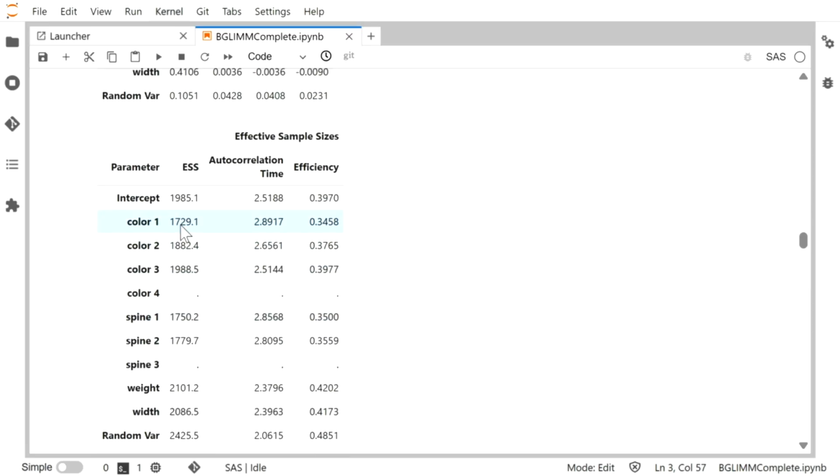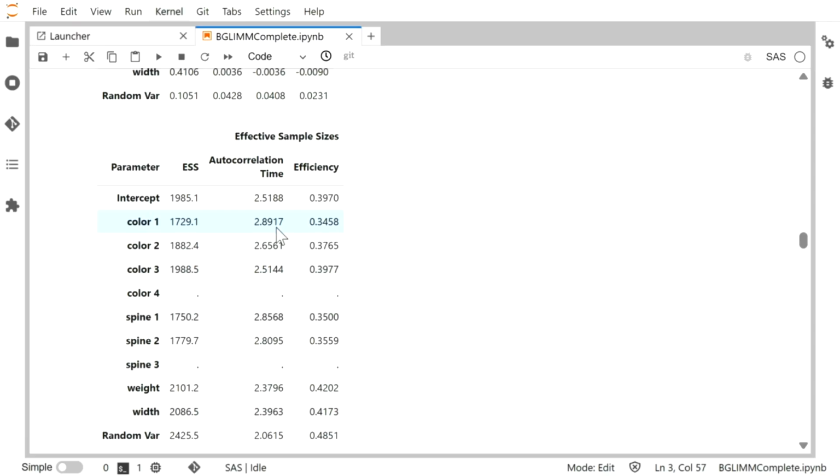I don't like using the ESS statistic. I like using autocorrelation time. Here's what that is. Hey, if I'm at position this, how far forward in the chain do I need to go to be effectively independent of where I left? This says it's roughly between 2 and 3 steps. 2 and 3 iterations get me effectively independent from where I left.